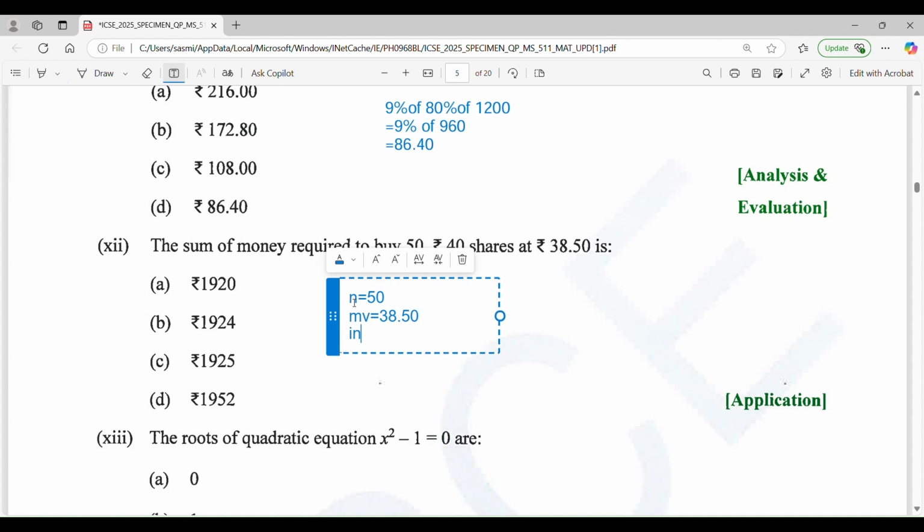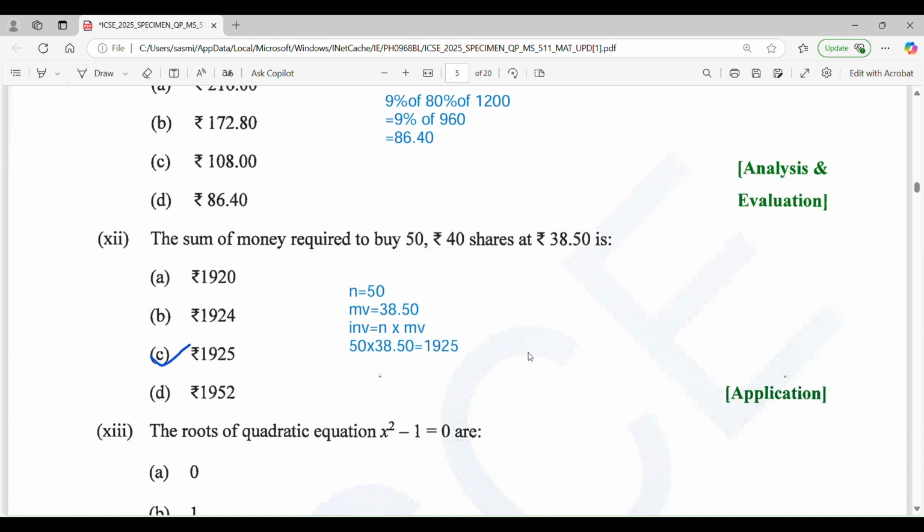Investment, or sum, equals N, the number of shares, times MV. That is equal to 50 times 38.50. So this is 1925.